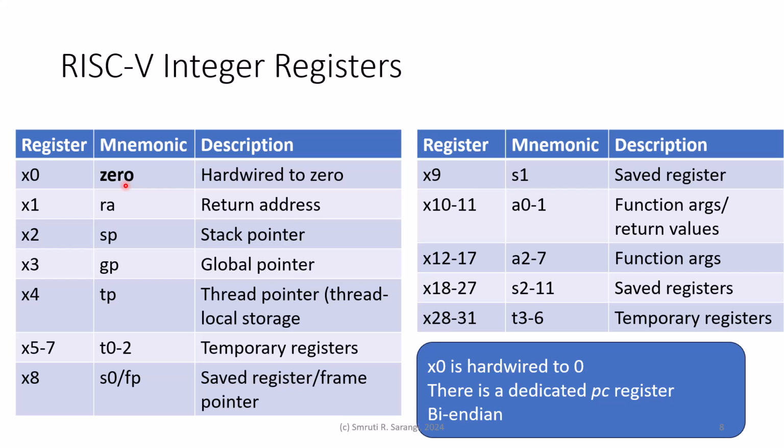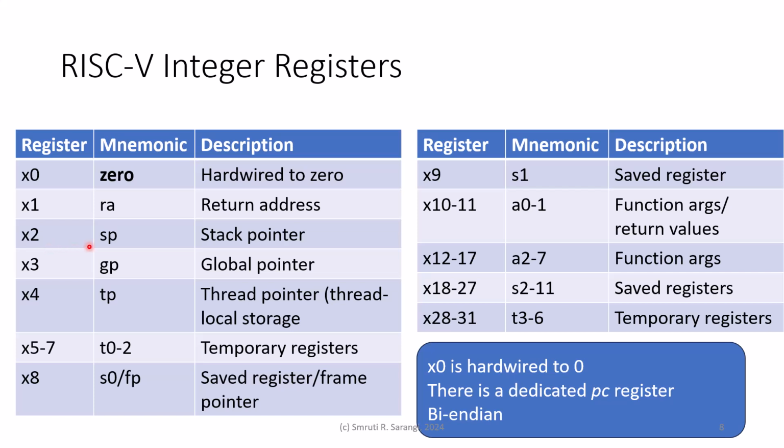So we will see there are a lot of uses of this register. It is extremely useful starting from moving values to whatnot. But when we look at this register in use, we'll realize its power. The rest are sort of standard in the sense x1 is the return address, and so it is called RA.